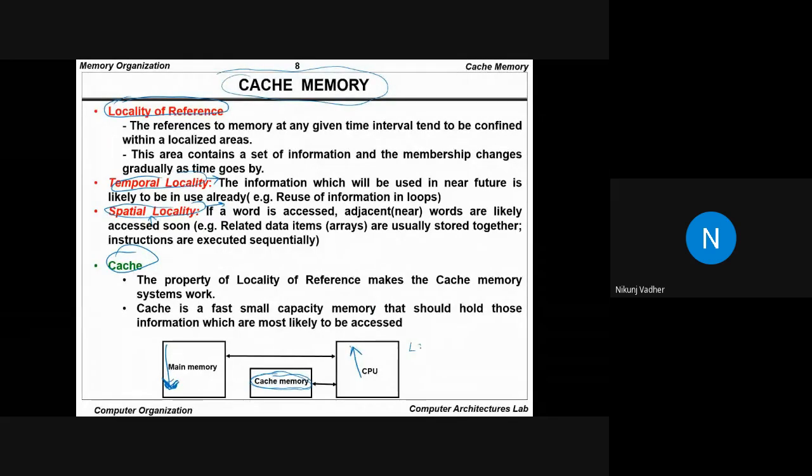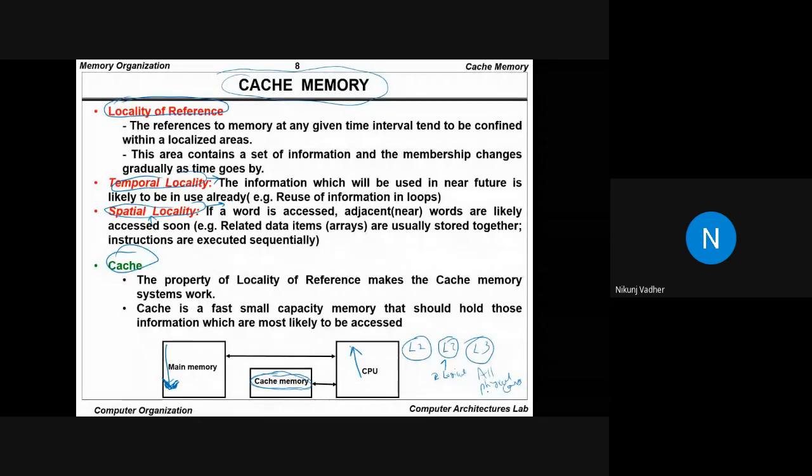Nowadays in a CPU, we have L1 cache, L2 cache, and L3 cache. Let's say L1 cache is individual to the core, L2 cache is shared between, let's say, two logical cores, and L3 is shared between all physical cores. So we have three types of cache memory: level 1, level 2, and level 3. It depends on the architecture how it is arranged.